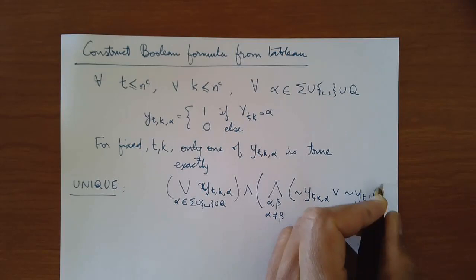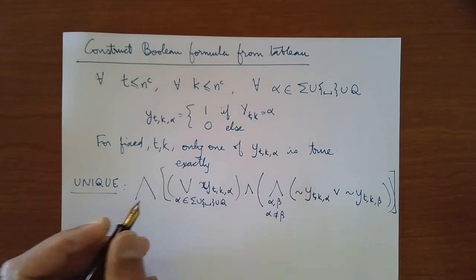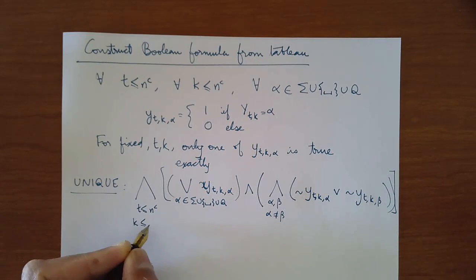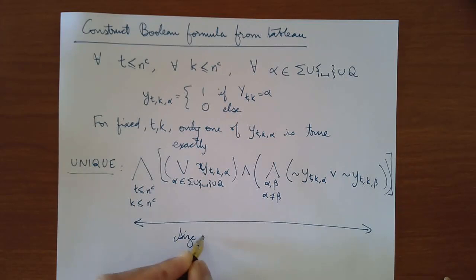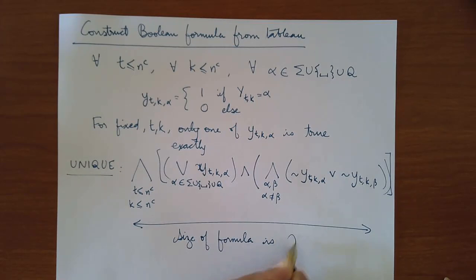And then I just do this for all t less than n to the c, for all k less than n to the c. Right? So if you look at the size of this formula, the size of the formula is at most O of n to the 2c.